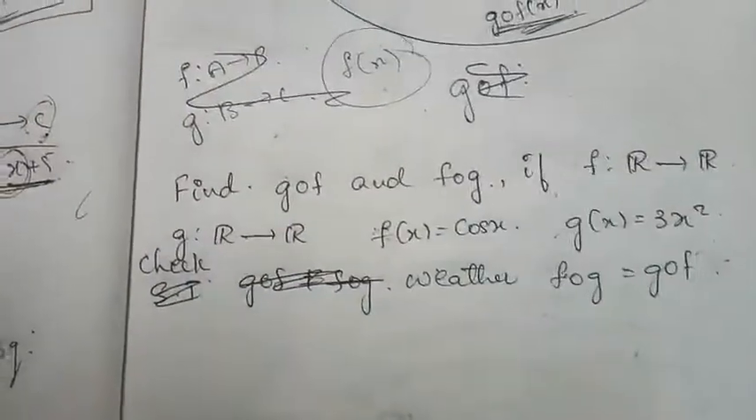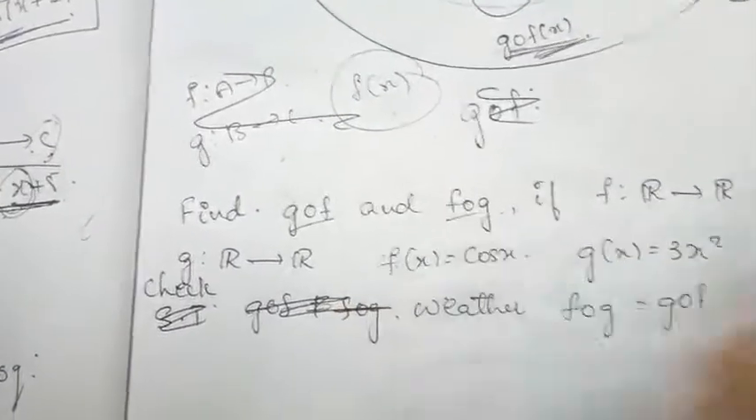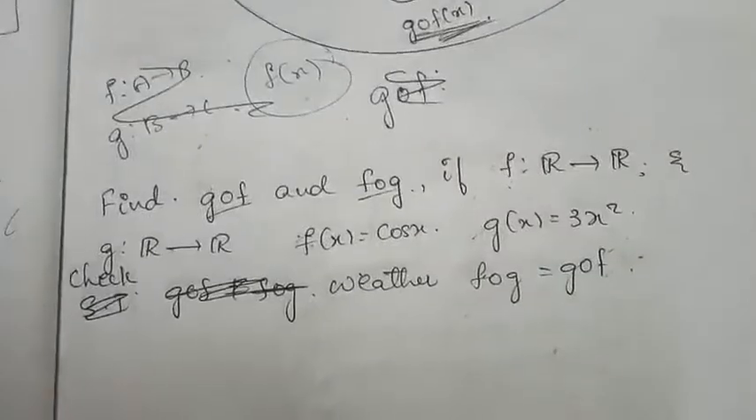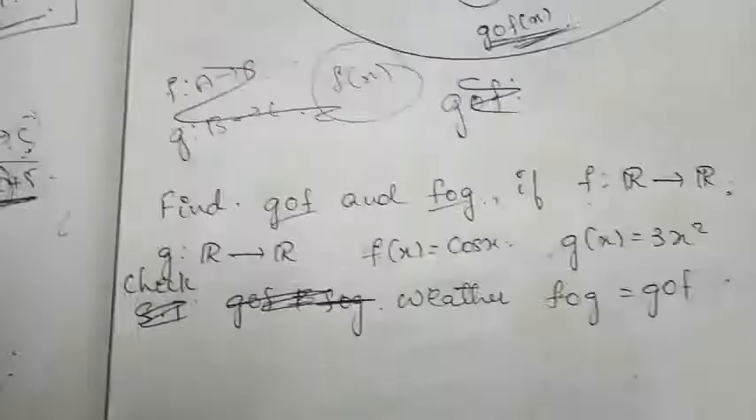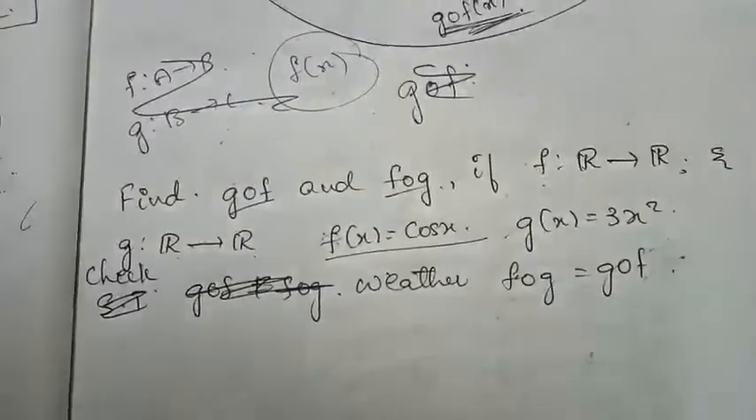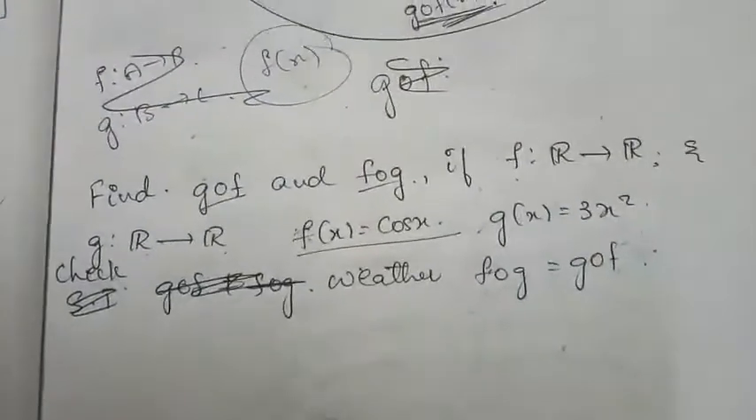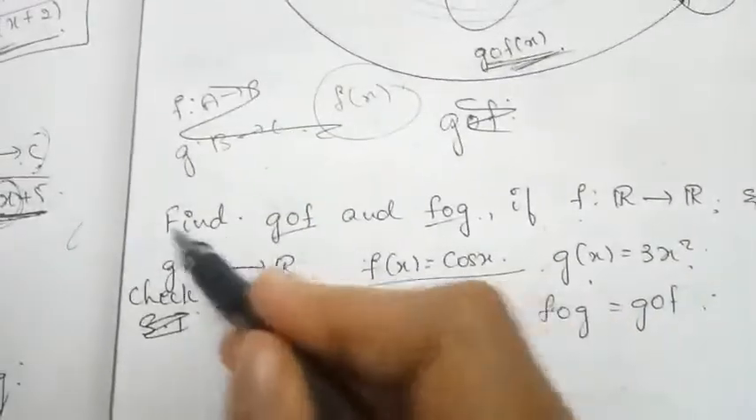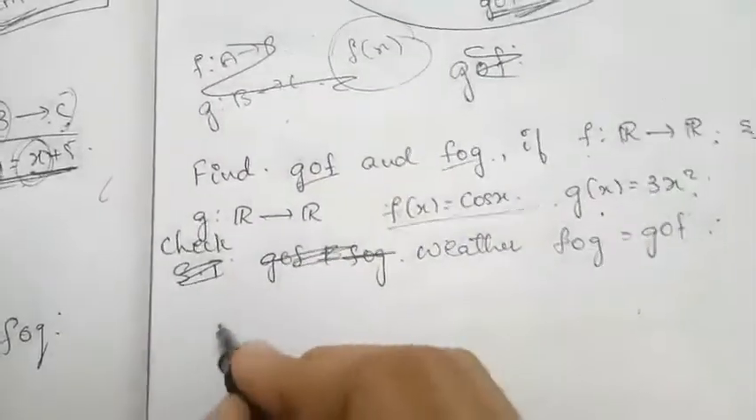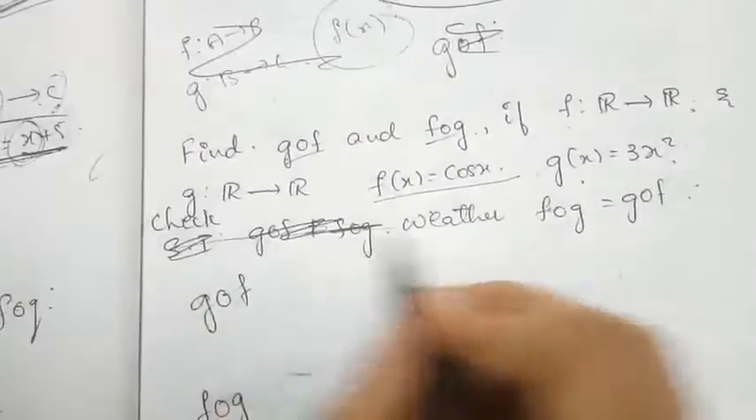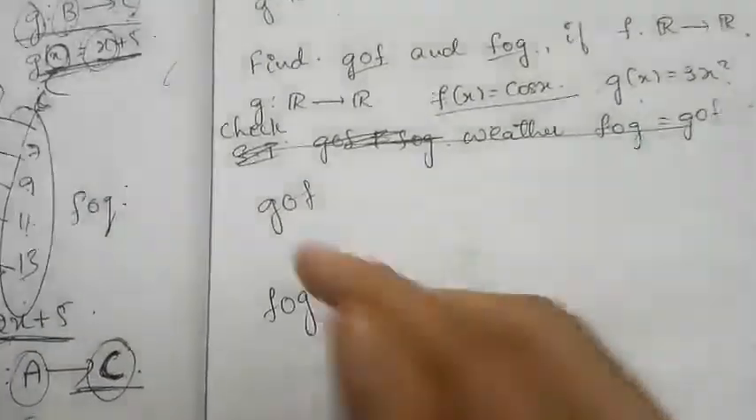So in the next question which I am solving here, they asked us to find gof and fog. The function f is defined from the set of real numbers to the set of real numbers, and g is also defined from the set of real numbers to the set of real numbers, where f of x is defined as cos x and g of x is defined as 3x square. First let us find that one and later let us go to the next question they have asked.